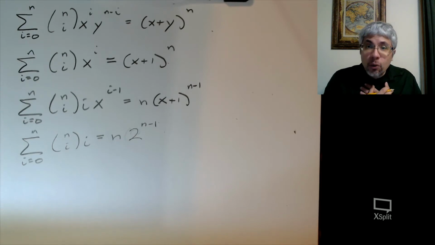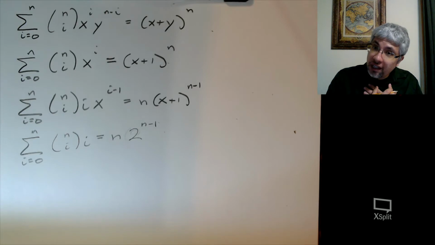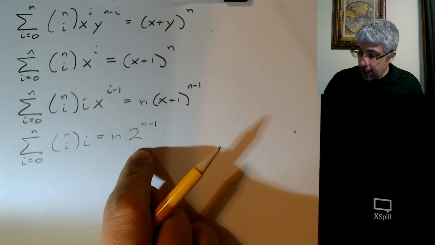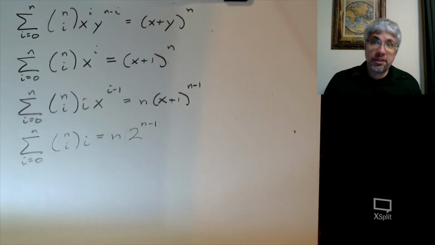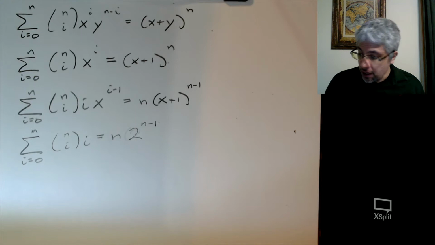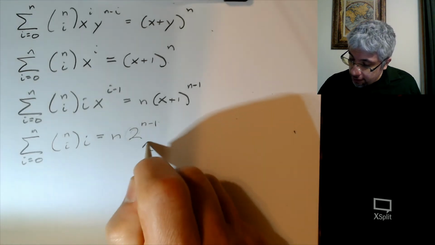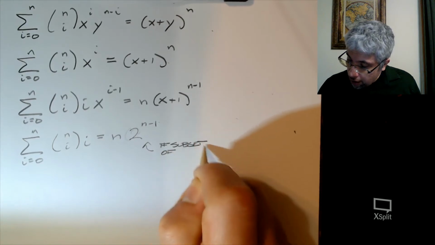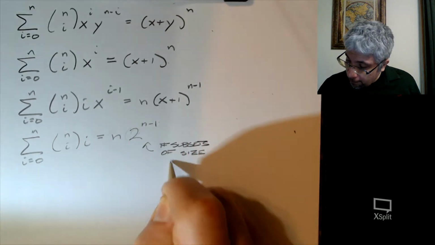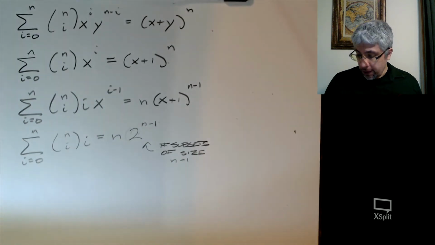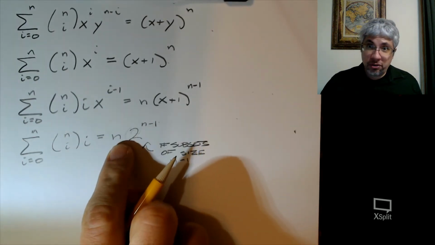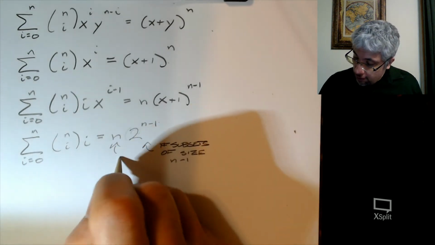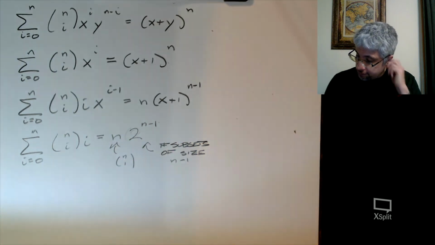It might not have a whole lot of meaning for us. So let's try to think about what this would mean, and maybe we could prove it in a different way. So let's think about this thing on the right. So I have 2 to the n minus 1. Now we know that 2 to the n is the number of subsets of a set of size n. So this here is the number of subsets of size n minus 1. And n is just the number of ways we could choose one thing out of n things, or n choose 1.